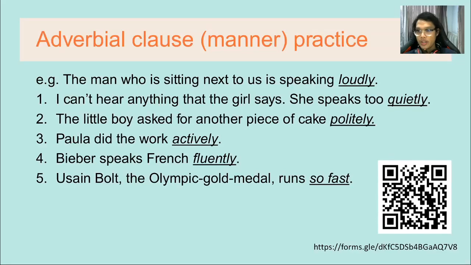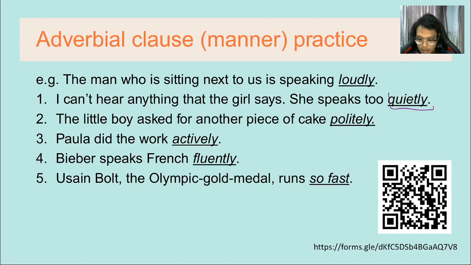Okay, so here is the last thing. If you scan the QR code, it will link you to the website, right? And the website will require you to do 2 parts. So this is the second part of the activity. So here again, I have only 5 sentences, and each sentence has an adverb, right?